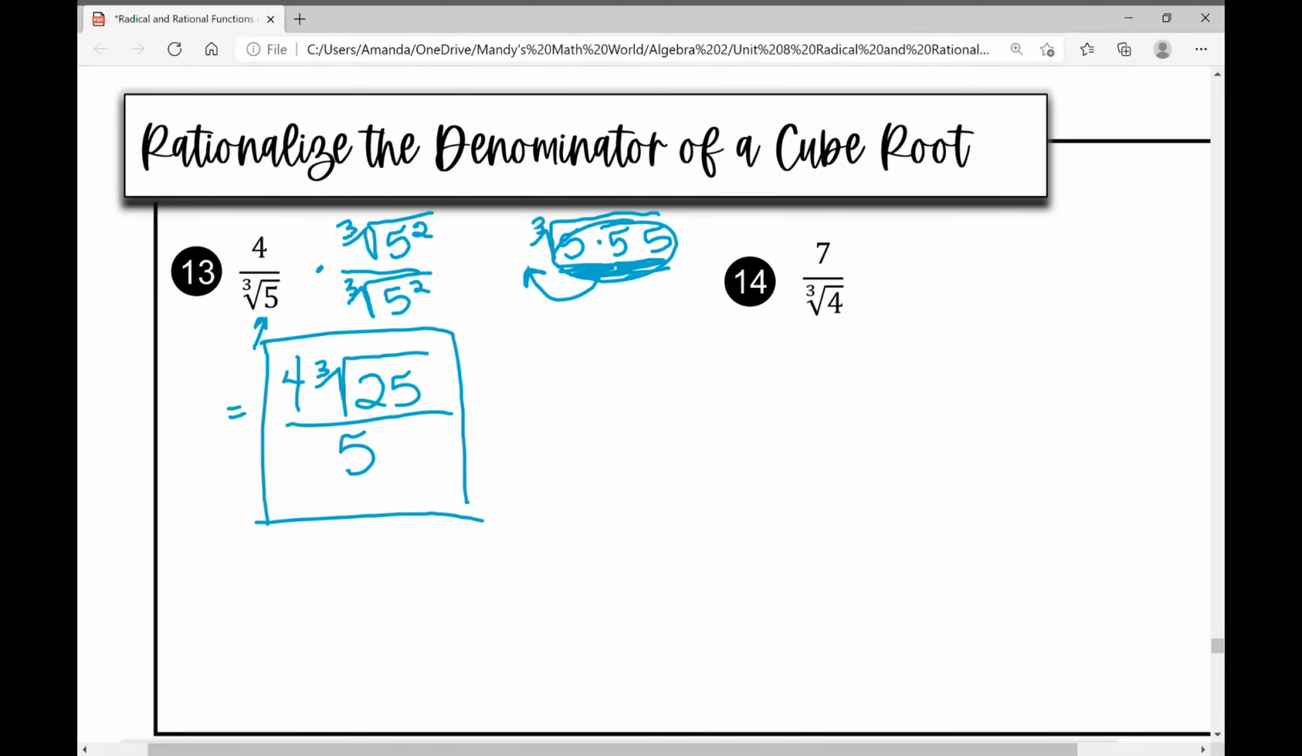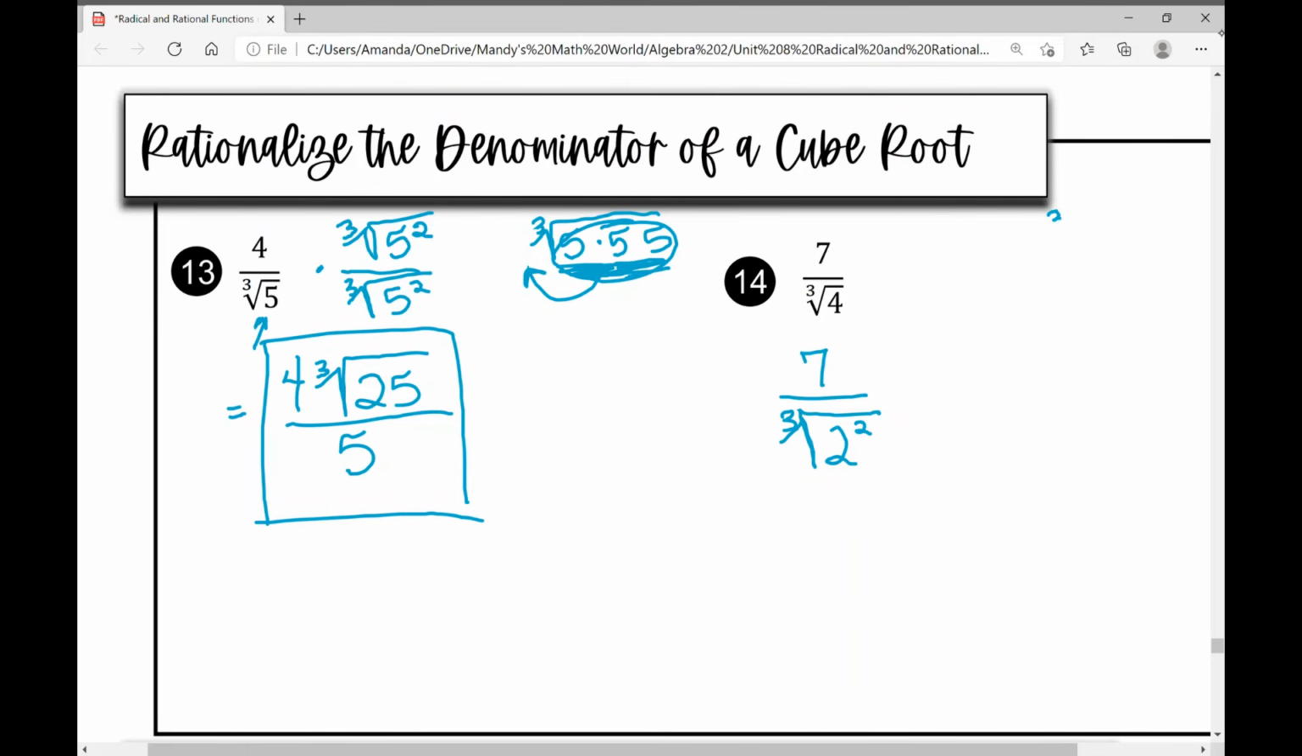So, looking at number 14, if we look at it from the same perspective, then I would need to multiply the numerator and denominator by 4 squared, right? But what if I rewrote it like this? What if I rewrote this expression as 7 over the cube root of, what's another way that I can write 4? I could write it as 2 squared, right? So now, is it the same value? It sure is, because 2 squared is 4, right? So I still have 7 divided by the cube root of 4. So it's the same value.